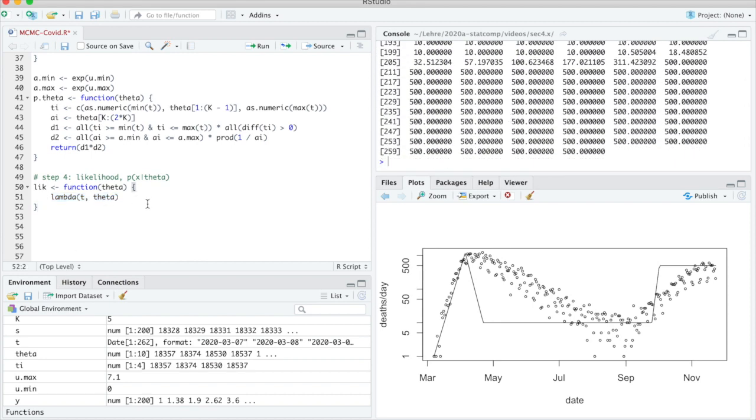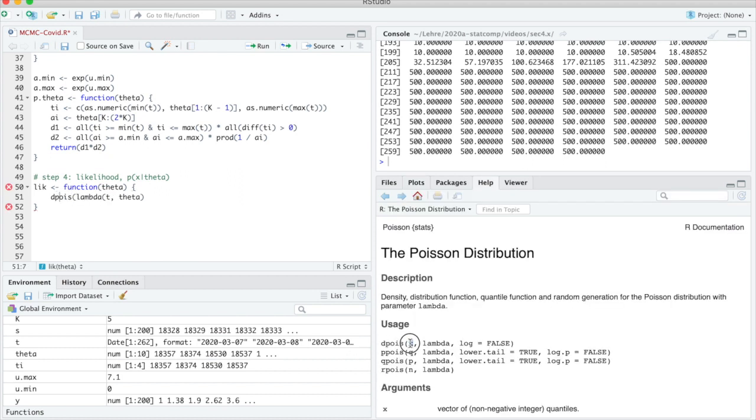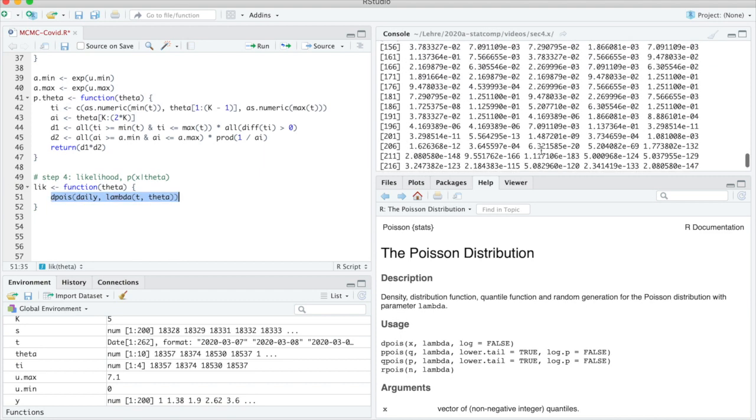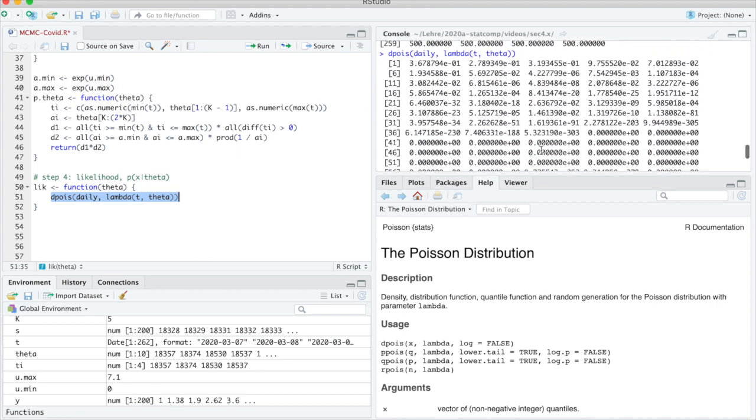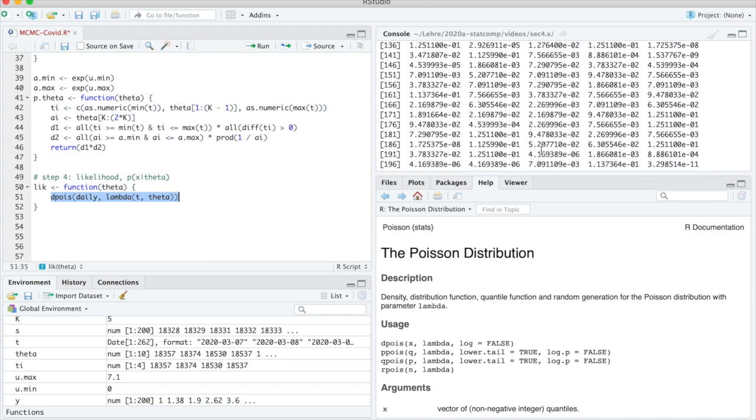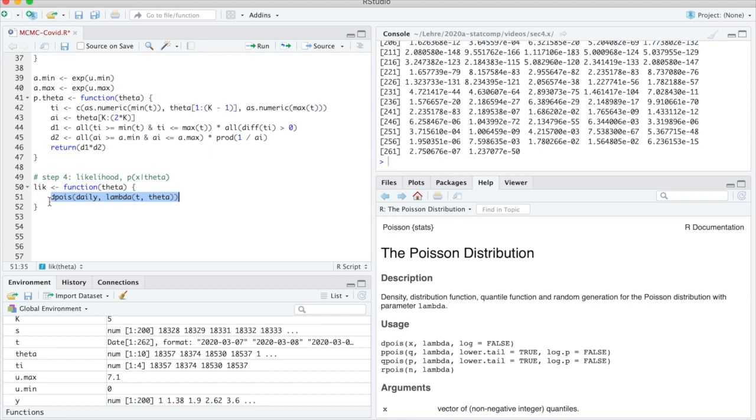And then we need to do the Poisson density. And we need to plug in the x values and the lambda. And our x values are called daily. And the lambda we have just worked out. So I think it should be this. And then we get some really small numbers. And what we need to do on top of this is that is for each observation, the likelihood, and since that is probabilities of independent events, we need to multiply these.